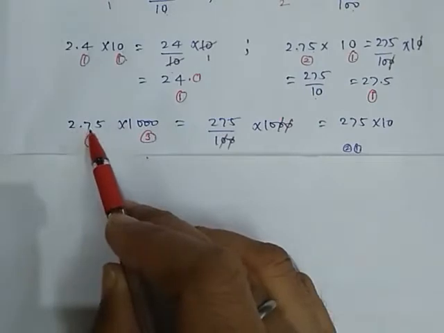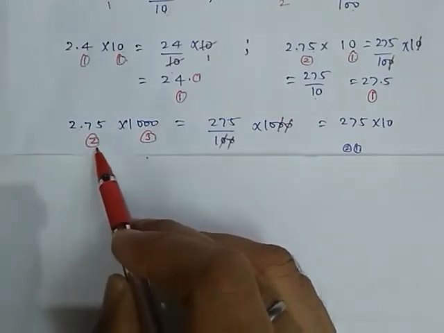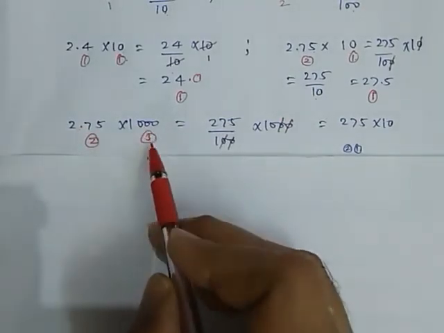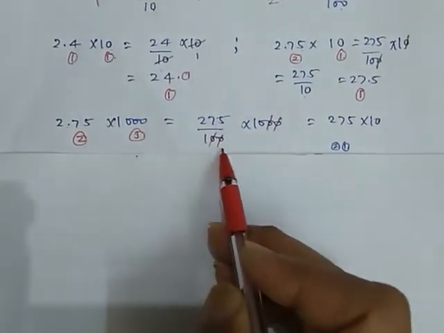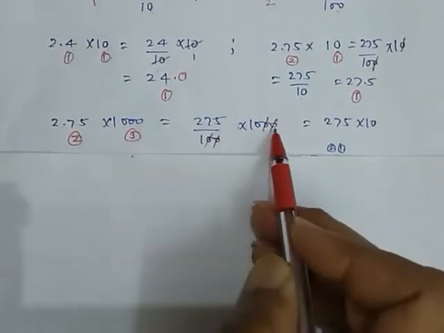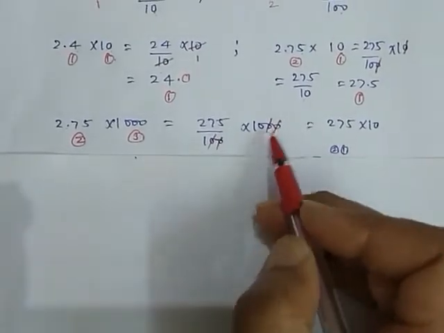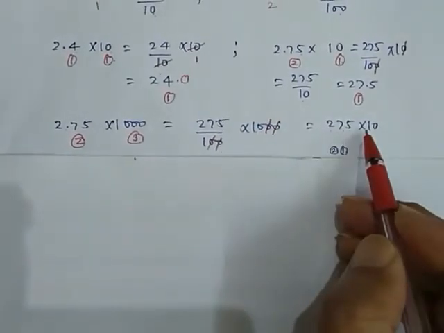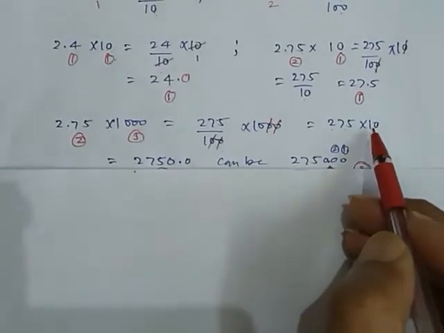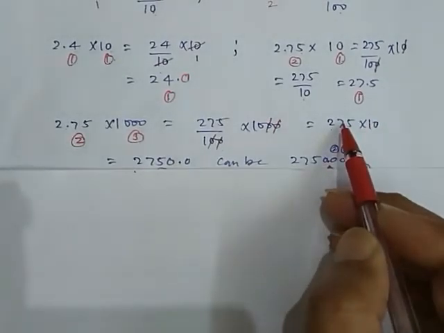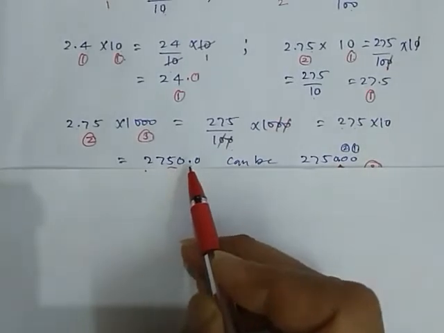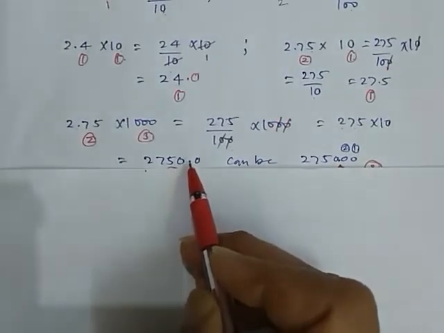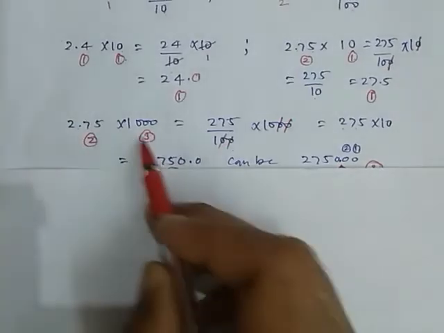Now we take one more example, 2.75 into 1000. Here digits after the decimal are 2, here zeros are 3. First we write down this as 275 by 100 and multiply by 1000. 2 zeros cancel out and 10 is left. 275 into 10. What happened? Now we multiply this, so we get 2750.